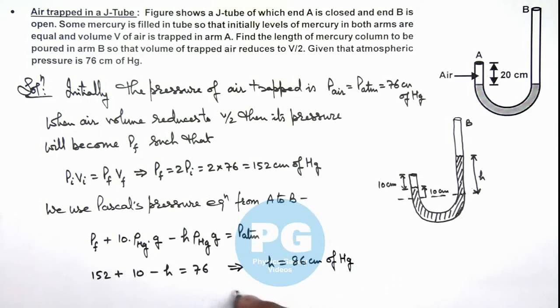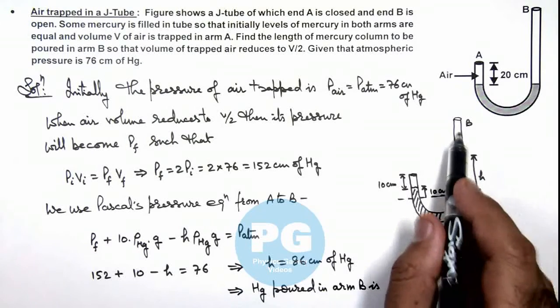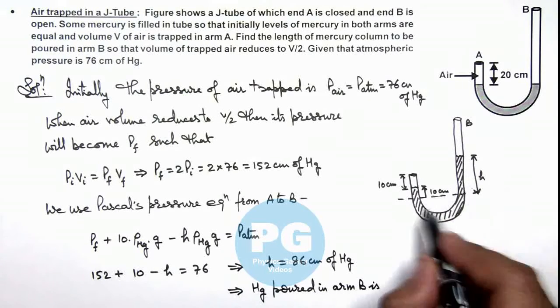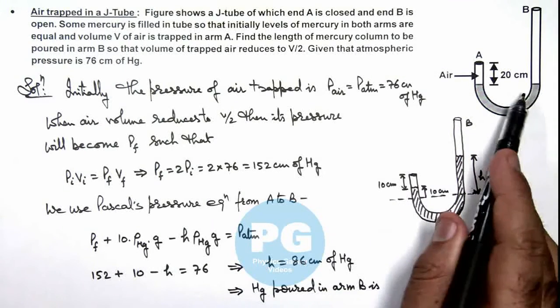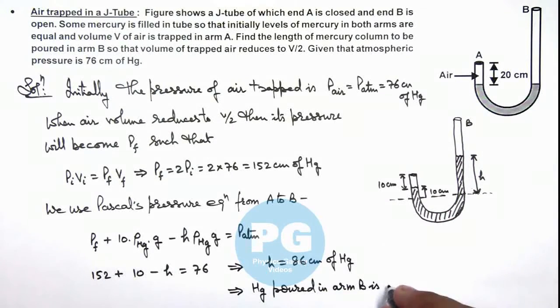So this implies we can write the mercury poured in arm B is, here, the amount of mercury we have poured is h plus 10 because this was the initial level up to which mercury was already there. So, the total mercury length which is poured here is h plus 10. That is equals to 96 centimeter, and that is the result of this problem.